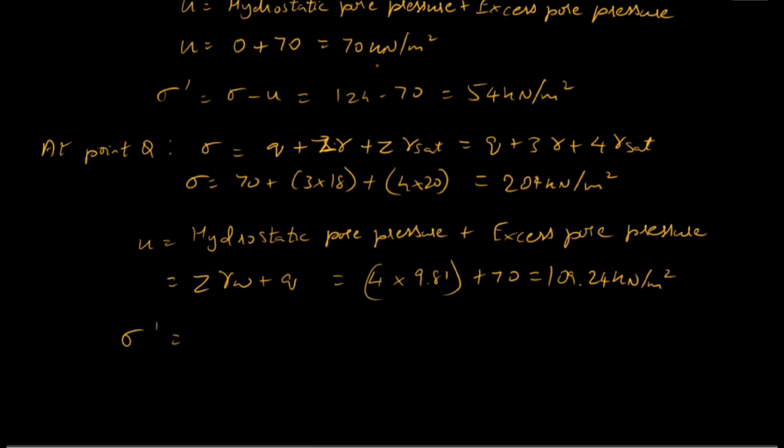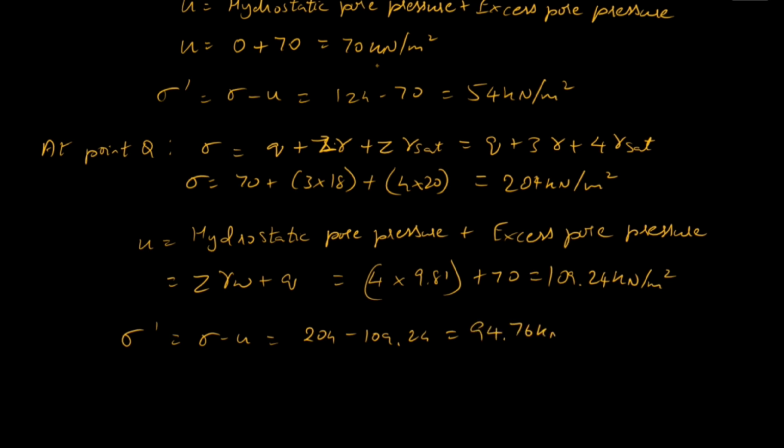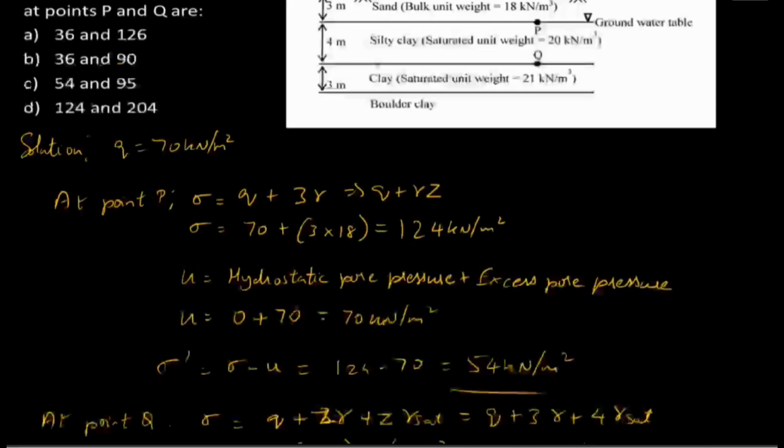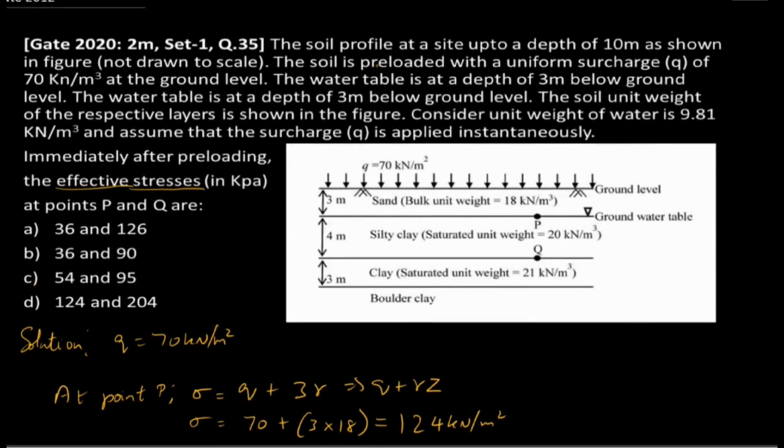Effective stress sigma dash is equal to sigma minus u, which is 204 minus 109.24, which gives 94.76 kilonewton per meter square. So at Q it is 94.76 and at P it is 54. So let us see the options. So option C is the right answer.